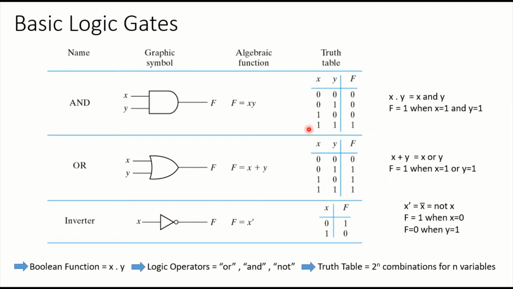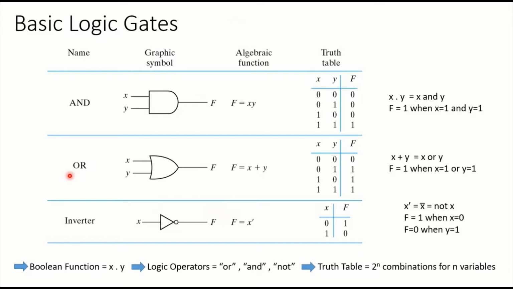Now for the 11 case, what do we have here? We can see from here that when X is 1 and Y is 1, we will get F equal to 1. So we will get output F equal to 1 when X is 1 and Y is 1.